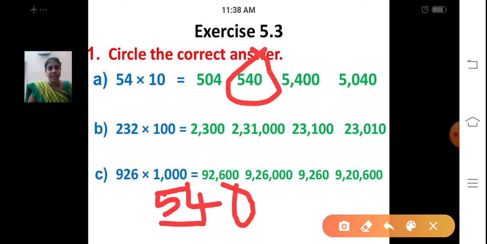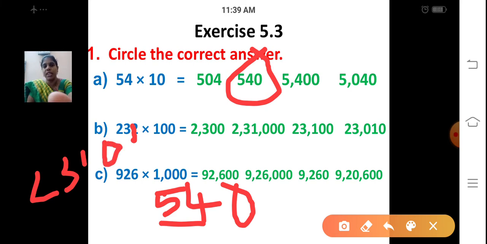Next, we'll move on to the next sum. 231 into 100. What will be the answer? 231 followed by how many zeros? 2 zeros. So the answer is 23,100. What is the answer? 23,100. So circle 23,100.